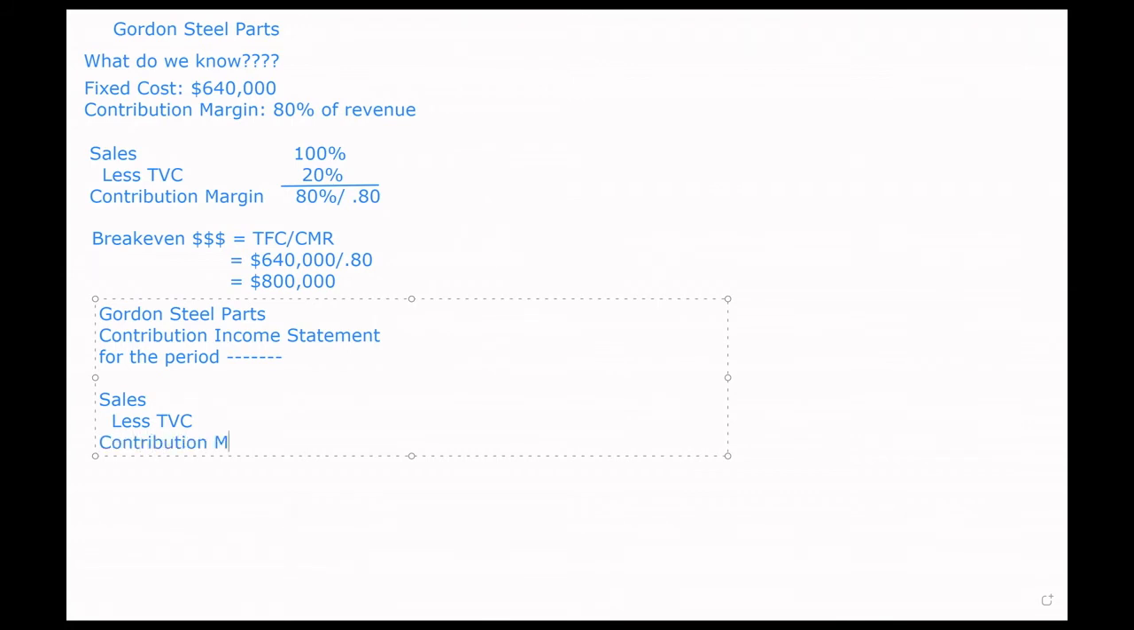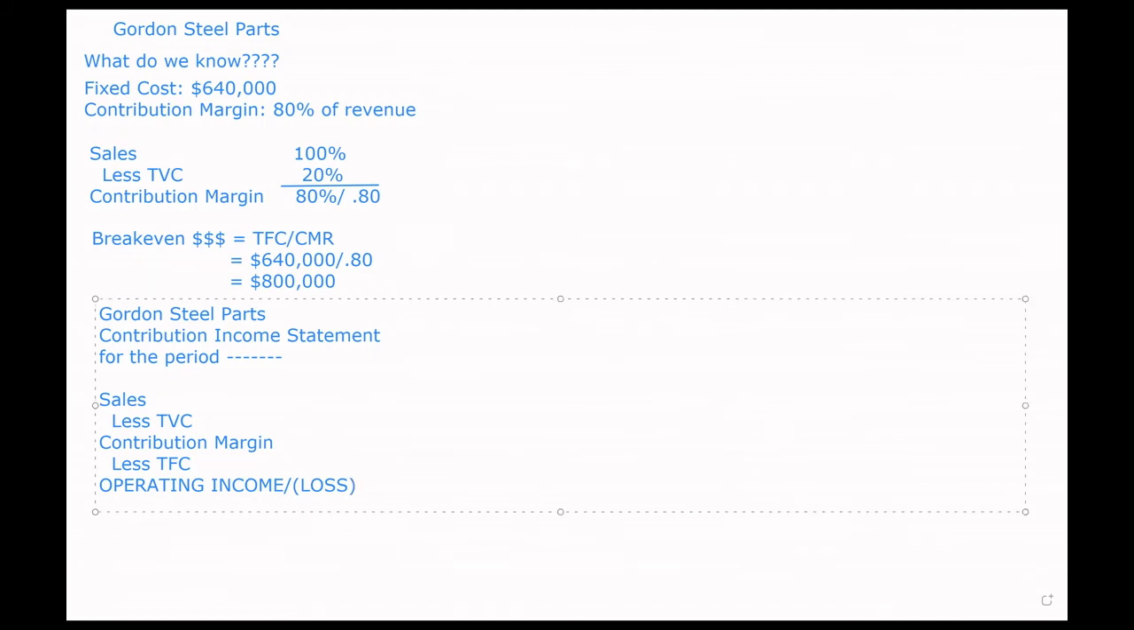And remember, in accounting, we always have our headings, and this is what I'm doing here. For the period, and whatever the period was, you would have put it there. So we're using the contribution income statement. From our marginal costing last week, we know what that looks like. The top part here is sales less total variable cost, that gives you contribution margin. And from contribution margin, you then subtract your total fixed costs. And from that, you will know if you have an operating income or an operating loss.